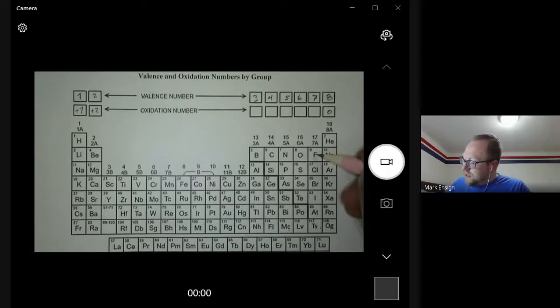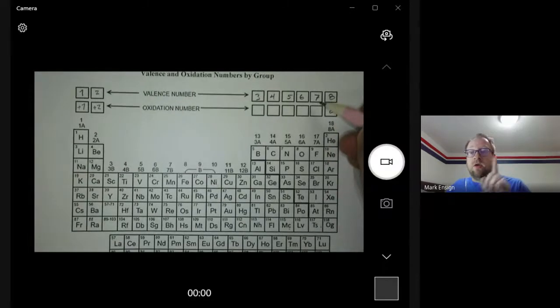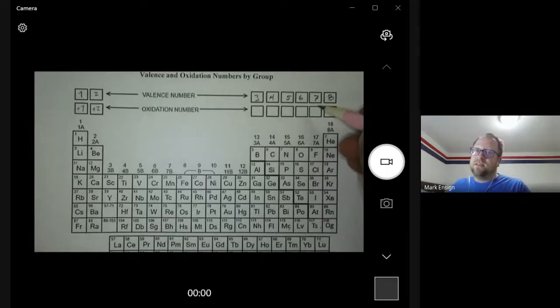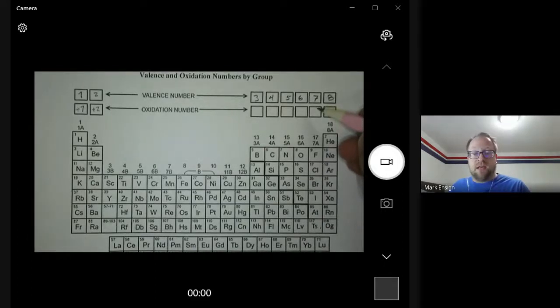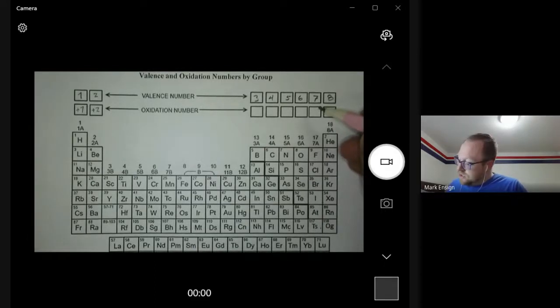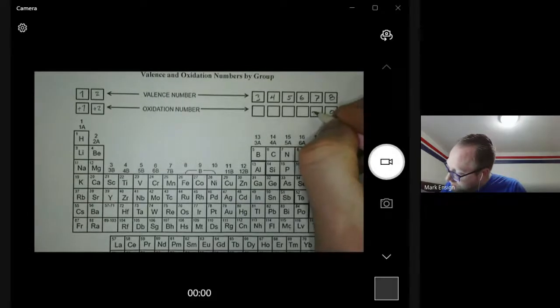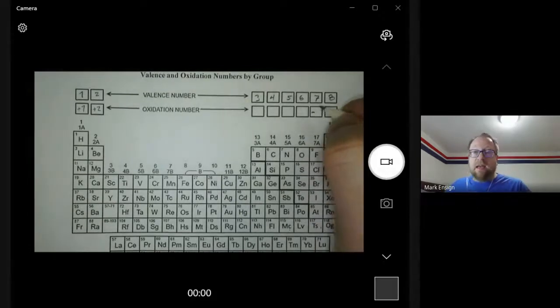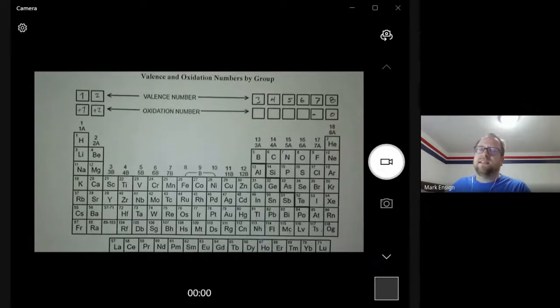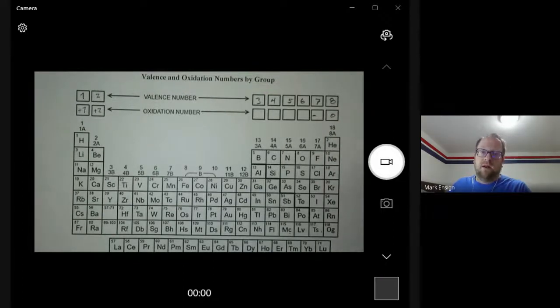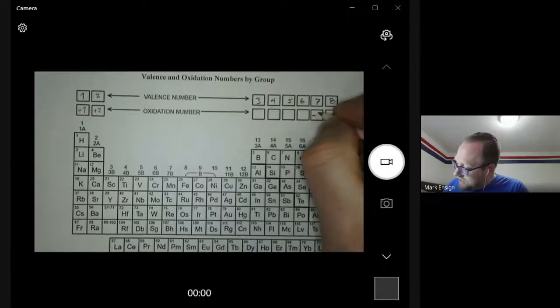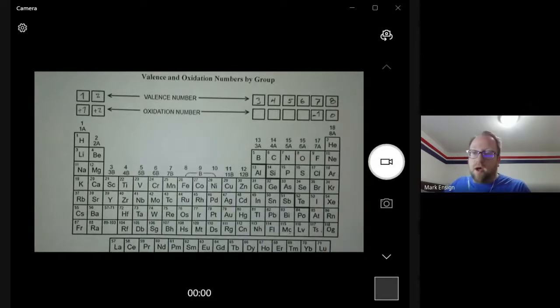Group 17 right here, that starts with fluorine. It has 7 valence electrons. It only wants 1 more. That's a lot easier to gain 1 than it is to lose 7. And so this is going to be negative because it's gaining a negative electron. So it's going to be negative 1. Negative 1 is going to be the oxidation number for all of the elements in this group.